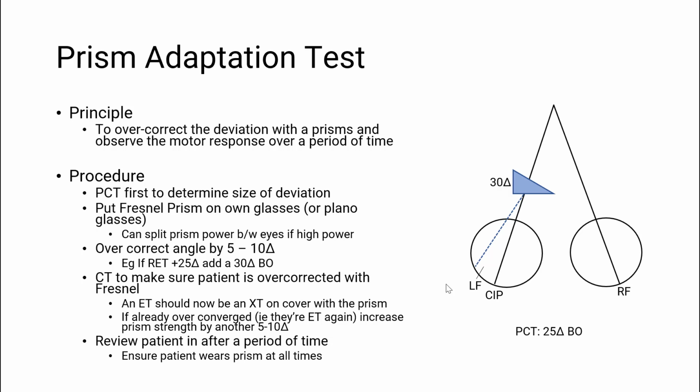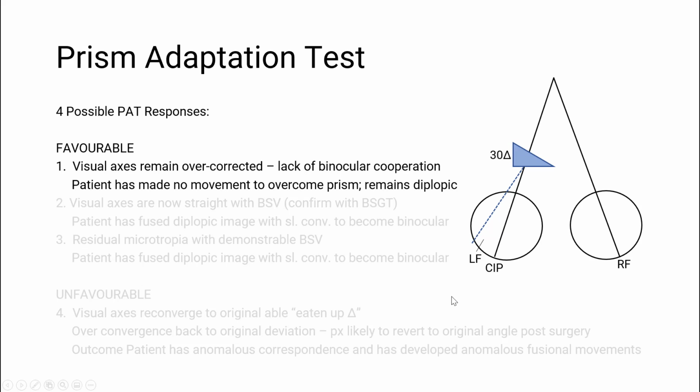When we perform this test, we leave the prism on for at least a couple of hours, and it may be that you end up leaving it for a week if necessary. But within those 2 hours, you can review them and see what they have done with this prism in front of their eye. So the patient returns, and there are 4 possible responses that the patient can give you.